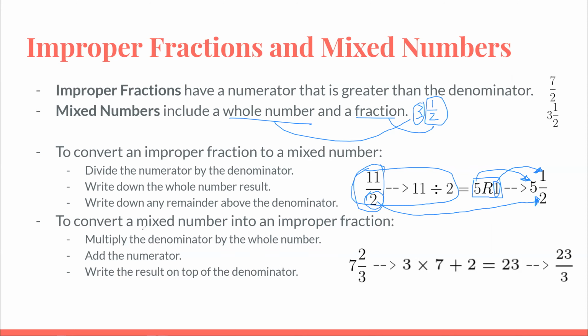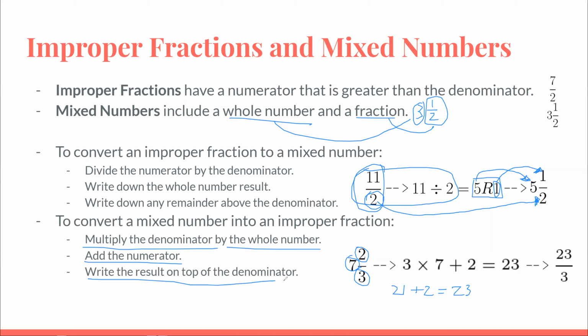Now, to convert a mixed number into an improper fraction, it's actually quite easy. You would multiply the denominator by the whole number. So you would do 7 times 3 first. So 7 times 3 is 21. And then you would add that value to the numerator. So you do 21 plus 2, which equals 23.